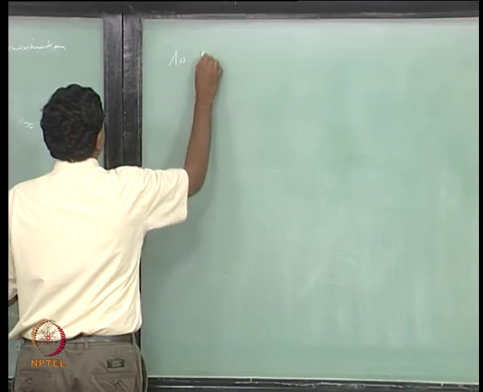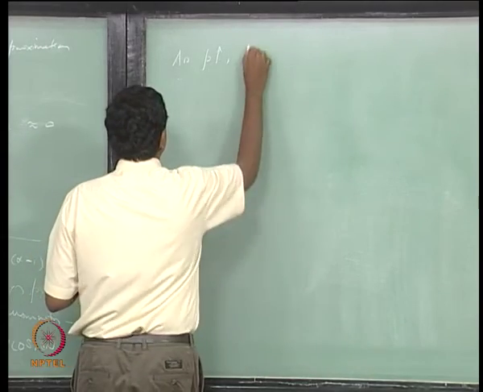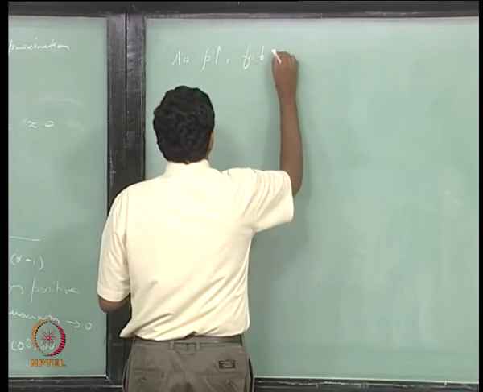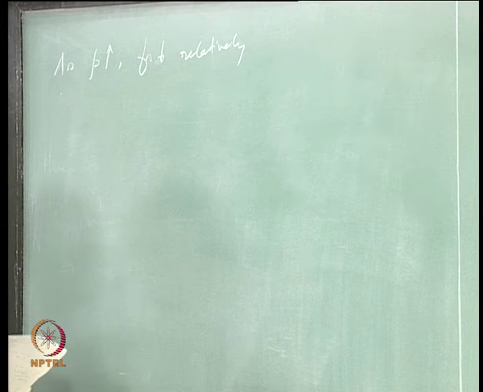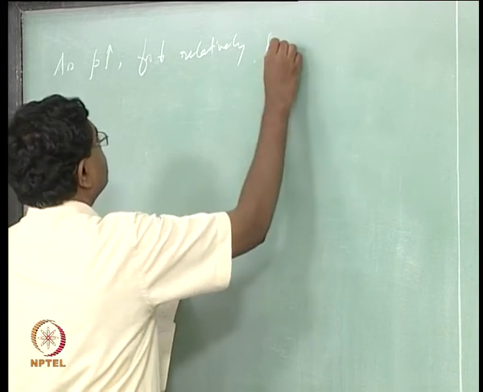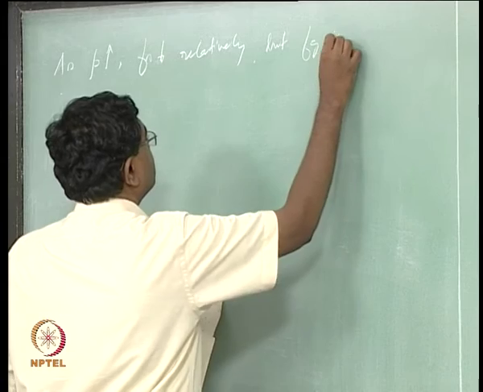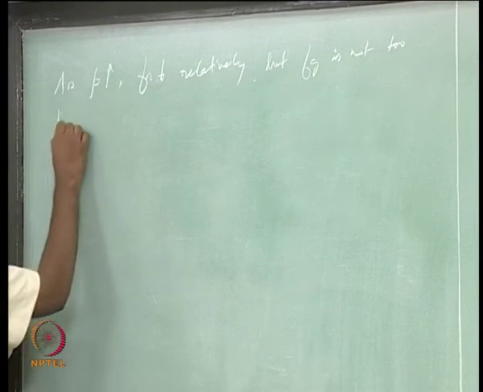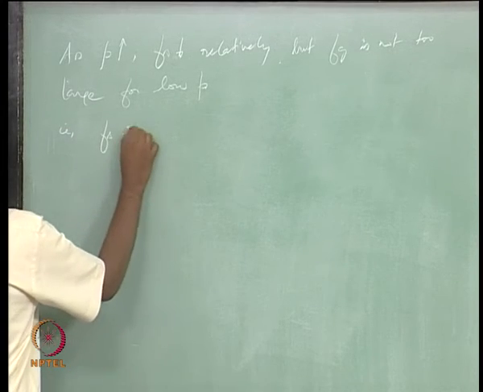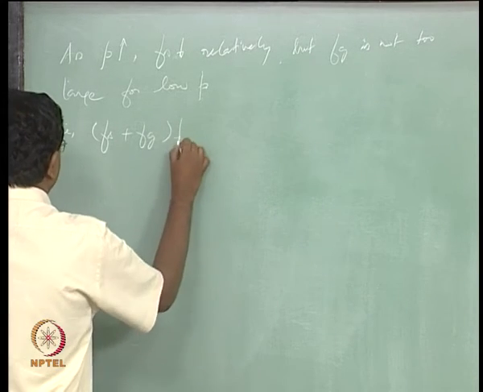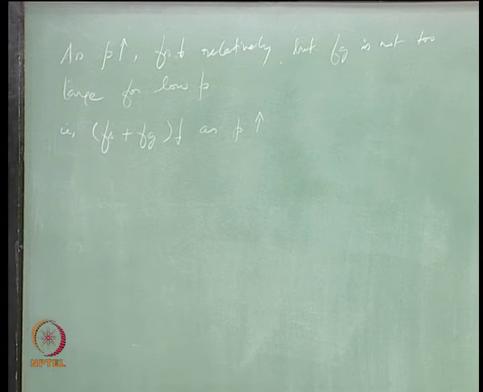As P increases, Fs decreases relatively, right? But Fg is not too large, right? For low P, because you don't have a vigorous gas phase termination at low pressure. That is, together Fs plus Fg decreases as P increases.